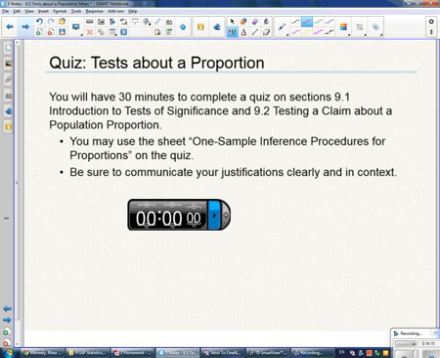So at this point, I would like to ask the sub to go ahead and pause this video and pass out the quiz. Again, students, the only thing you should be having on your desk besides a calculator is the orange or pink sheet that has the inference procedures for proportions. So go ahead and pause and give 30 minutes for the quiz, and when the 30 minutes is up, please resume playing the video.